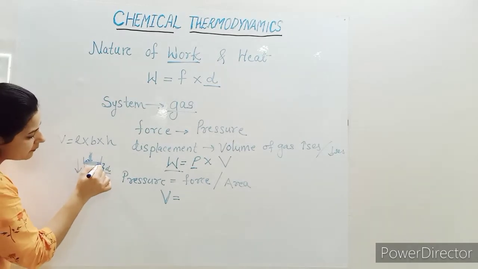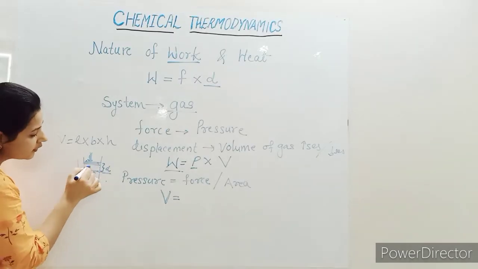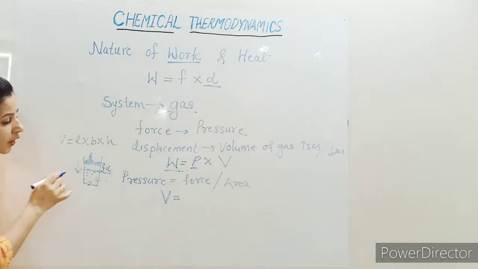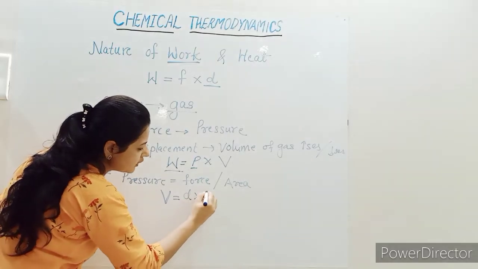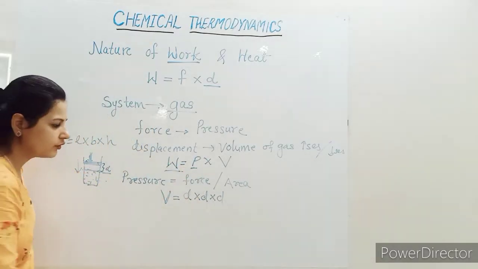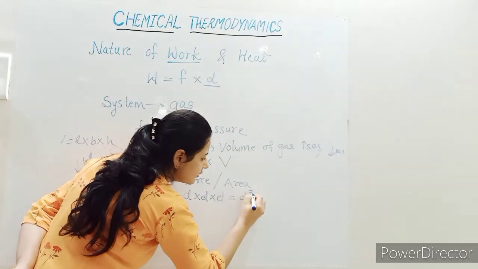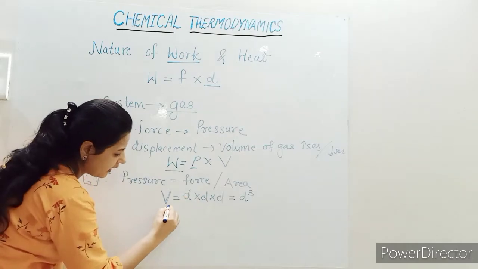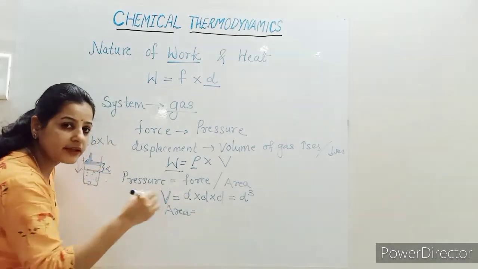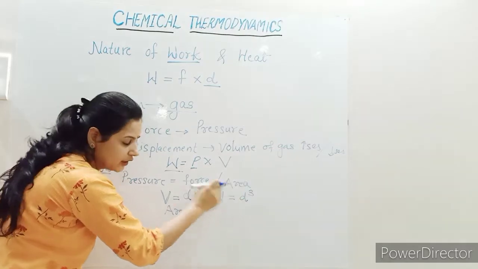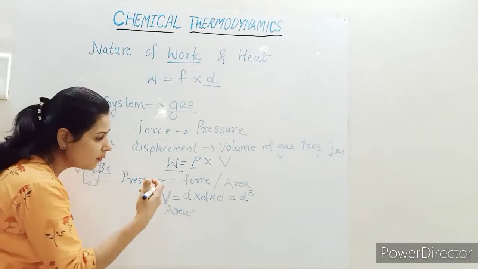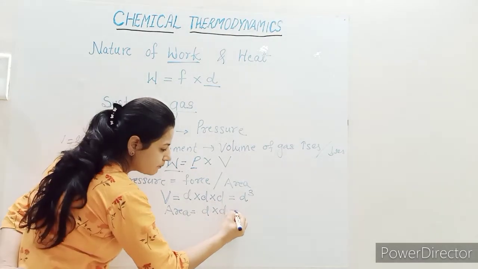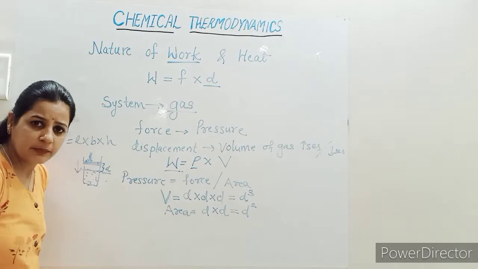Now this d is nothing but the length. Suppose this is a square, then length into breadth into height will again be d into d into d. So the volume will be d into d into d, which can also be written as d cube. Similarly, area is length into breadth. In this case the length is d and the breadth is also d, so this becomes d square.